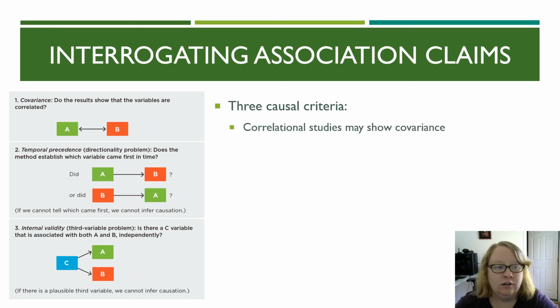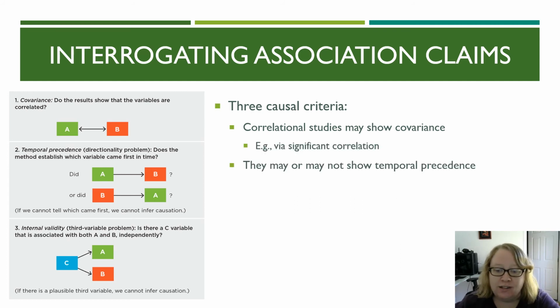If we look at covariance, do the results show that the variables are correlated? Correlational studies might show covariance. So if there's a significant correlation, right, that we do a hypothesis test and we see, oh yeah, these two things are related to each other, that is covariance. So A is related to B, depression is related to anxiety. We can meet that criteria for covariance.